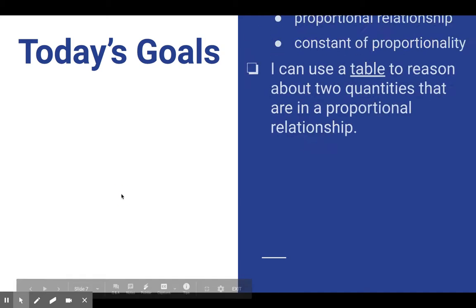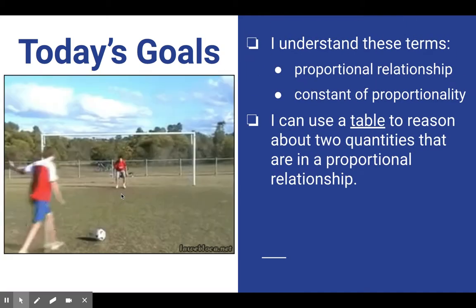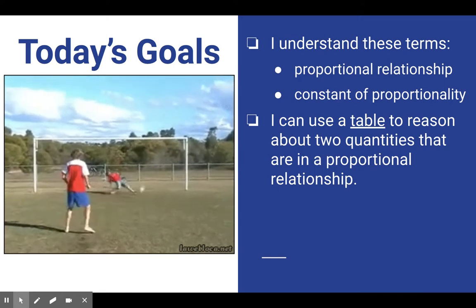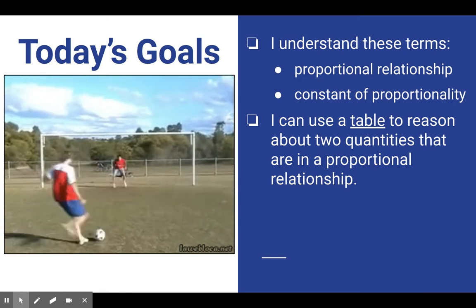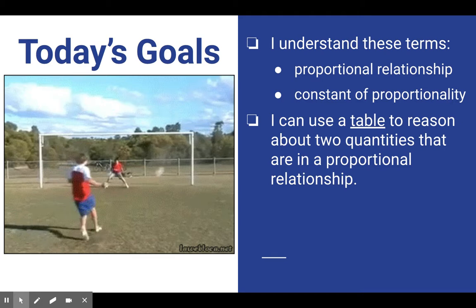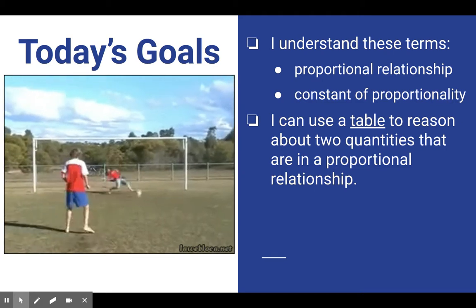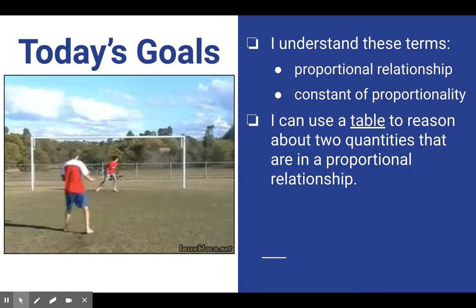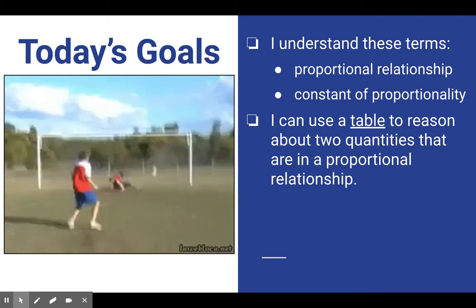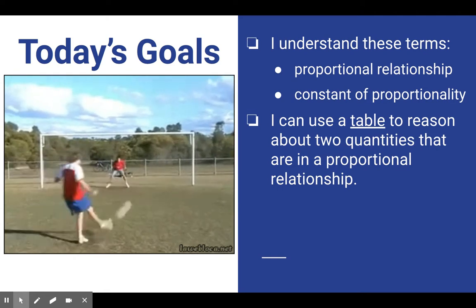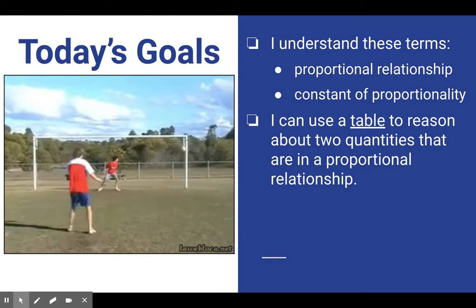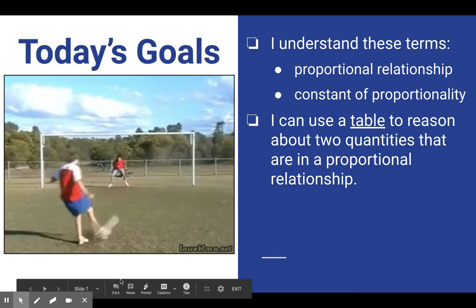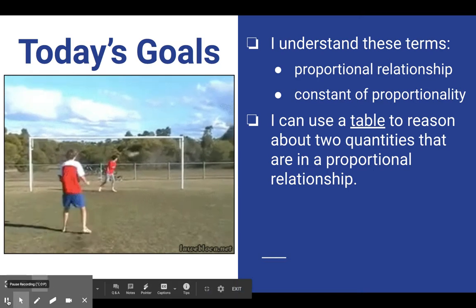Okay, so let's talk about today's goals. We want to make sure there are some things that we can accomplish before we wrap up today's lesson. We want to understand the following terms: proportional relationship and constant of proportionality. And we also want to be able to use a table to reason about two quantities, that just means two numbers, that are in a proportional relationship. So we want to be able to find the missing quantities from a table, and also be able to discuss those two vocabulary words: proportional relationship and constant of proportionality.